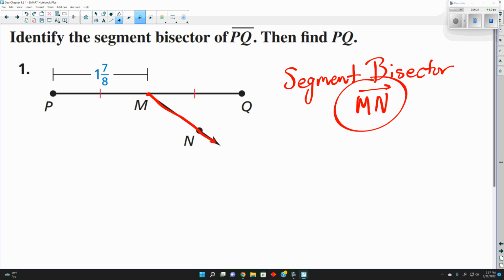So now we want to find the length of PQ, the whole thing, yes? Well, if MN is a segment bisector, it means the distance from P to M is the same as what? The distance from M to Q, which will be 1 and 7/8.